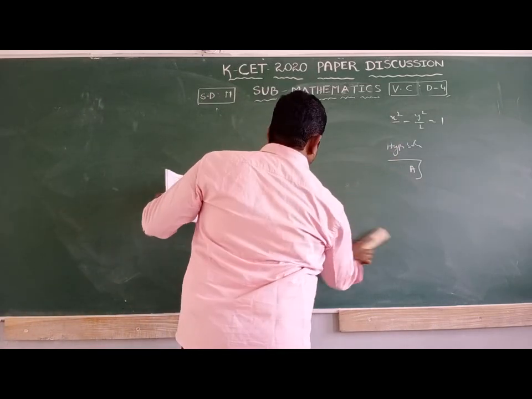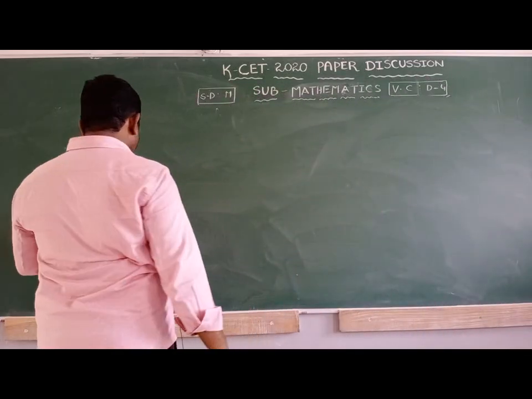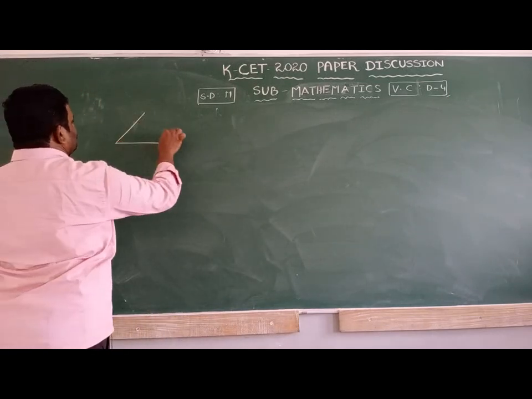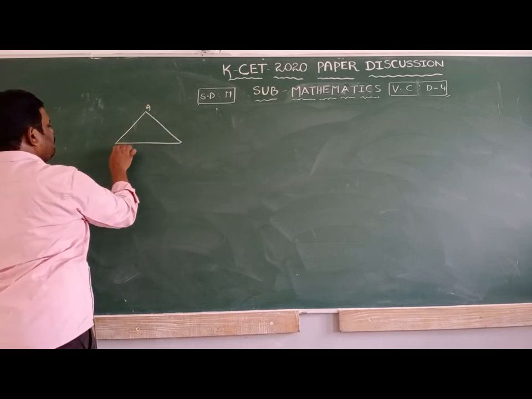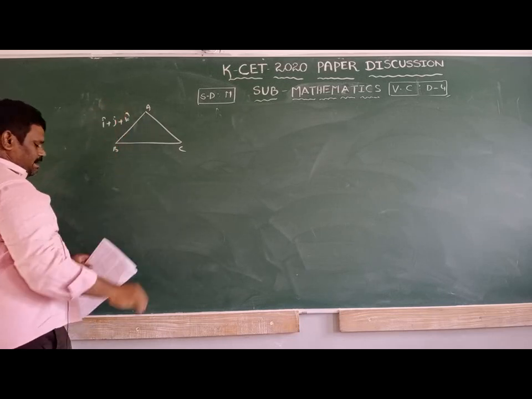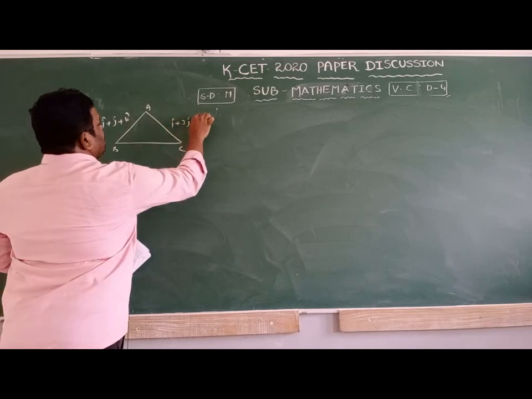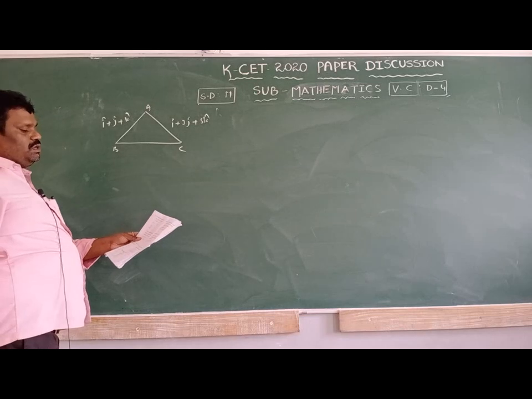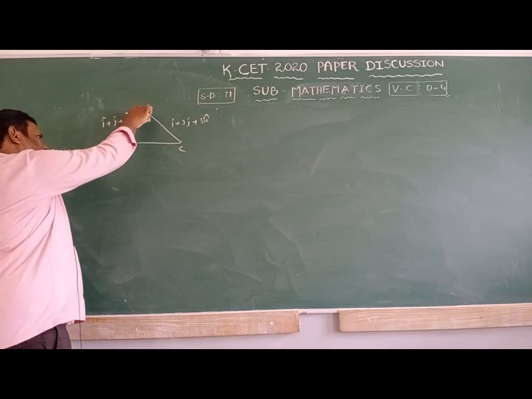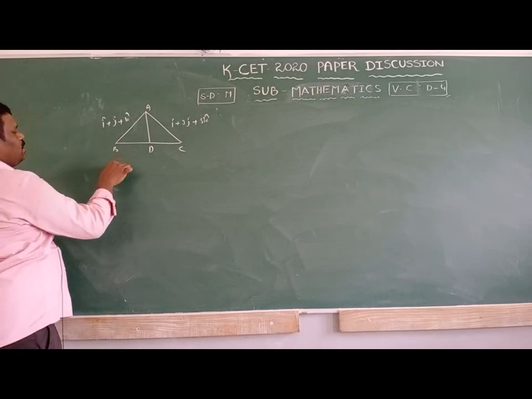Next, 11th question. What is given here? Two vectors AB bar and AC bar are given, representing two sides of a triangle. Suppose there is a triangle ABC, with vectors i cap plus j cap plus k cap, and i cap plus 3j cap plus 5k cap. We need to find the length of the median. Median means the line from a vertex to the midpoint of the opposite side. This is AD.